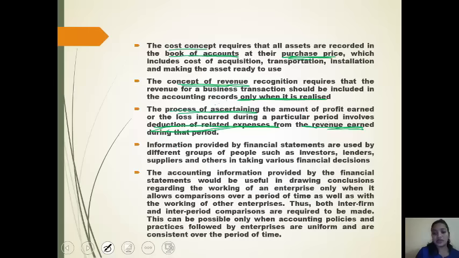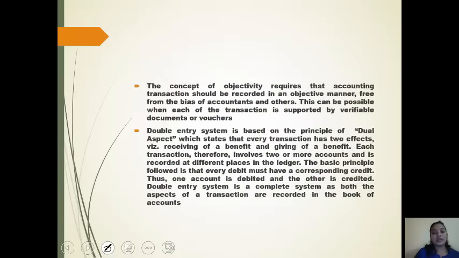Information provided by financial statements is used by different groups of people such as investors, lenders, suppliers and others. The accounting information provided by the financial statements would be useful in drawing conclusions regarding the working of an enterprise only when it allows comparisons, etc. Now, the concept of objectivity requires that accounting transactions should be recorded in an objective manner, free from the bias of accountants and others. And the double entry system is based on the principle of dual aspect, which states that every transaction has two effects, that is, receiving of a benefit and giving of a benefit.